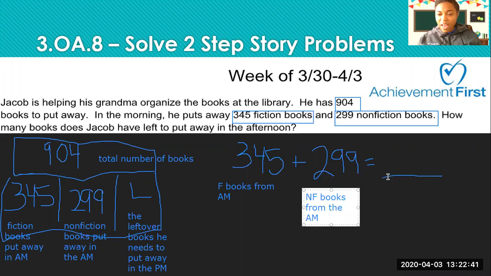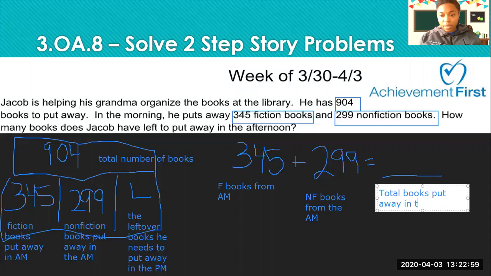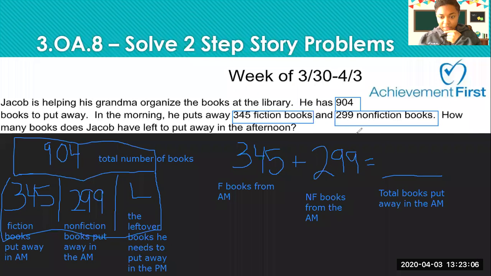So let me think, if I add those two numbers together, what is that answer going to represent? The fiction books plus the nonfiction books from the AM. So this answer is going to be the total books put away in the AM. And I'm going to say that that is going to be B.